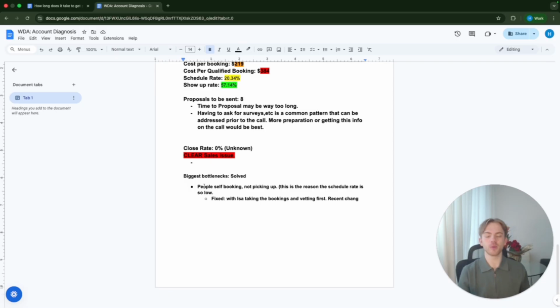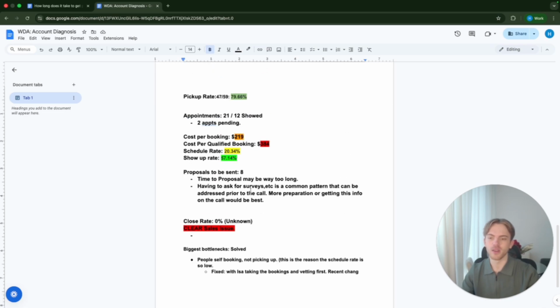At this time, people were booking to the architect's calendar, and that would then result in a low show up rate because they wouldn't show up to that appointment. And so we immediately fixed that by having our team take those appointments. But once we felt like they were qualified, we had 12 of them that showed, and we had a $219 cost per booking, a $384 cost per qualified booking, and a 20% schedule rate, which is typically average. Show up rate was about 57%, as I told you, and they sent out about 8 proposals. 8 proposals totaling over like $800,000.